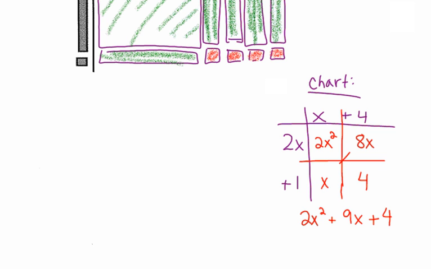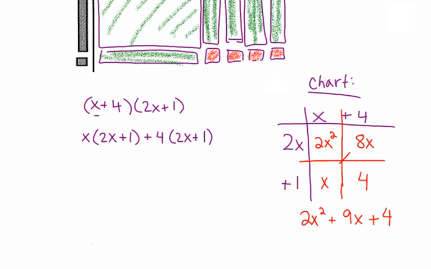Using distributive property, so here we have x plus 4 times 2x plus 1. So if I'm using distributive property, I first need to multiply x by 2x plus 1, and then the 4 by 2x plus 1. Eventually, you want to always work with an algebraic approach, and the distributive property is an algebraic approach.